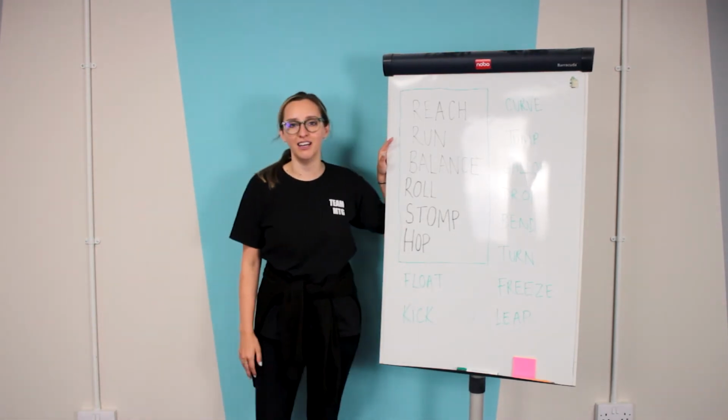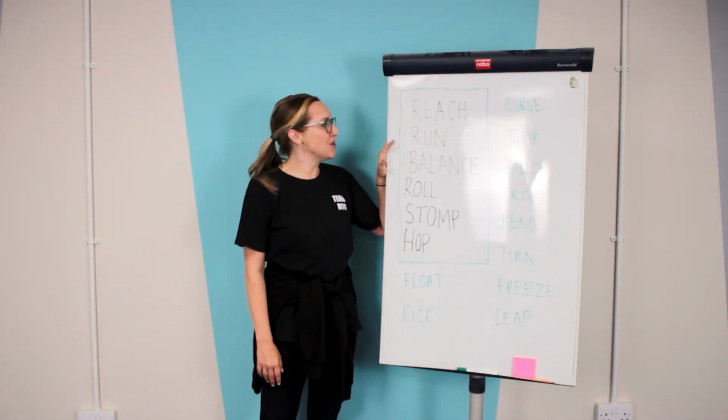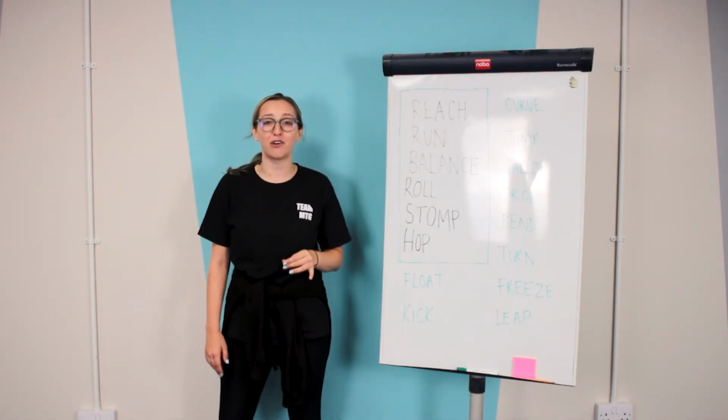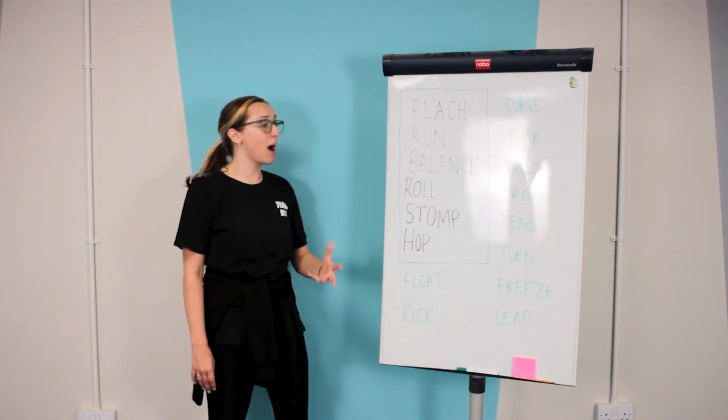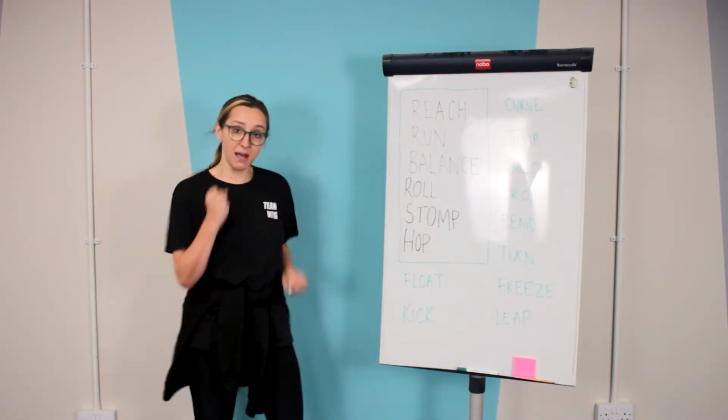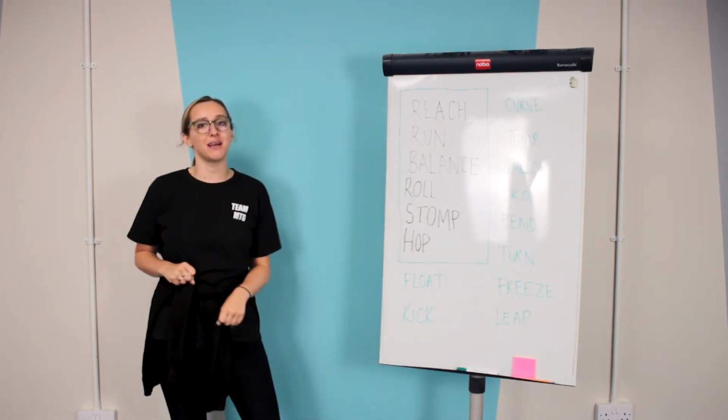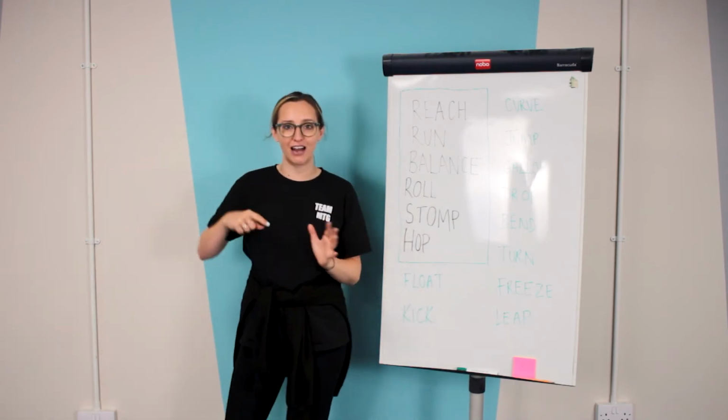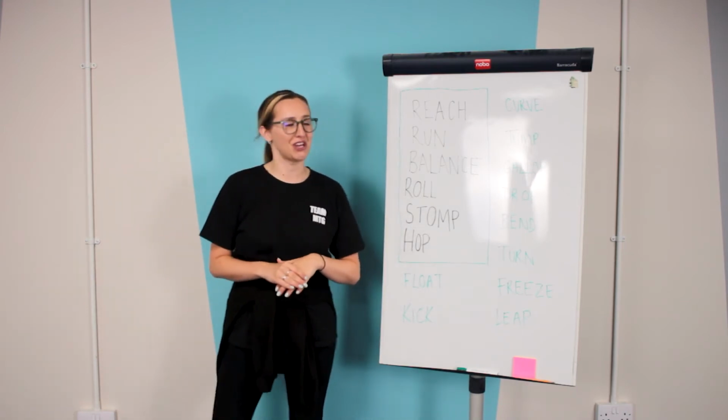Moving on to run. This is quite self-explanatory. You might just want to think about how you can travel as fast as you can. It might be that you choose one little bit of a run. Maybe it's that you're just doing the arms. Maybe it's that you've got the space to have a little run around in a circle. Again, it's up to you.